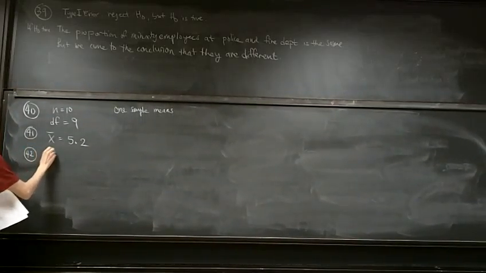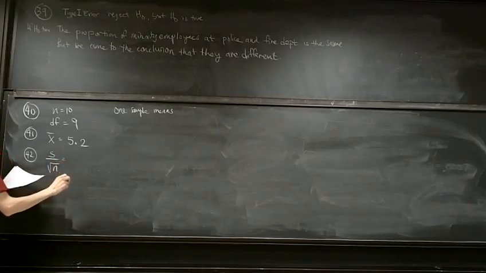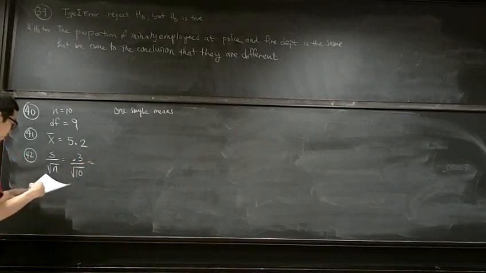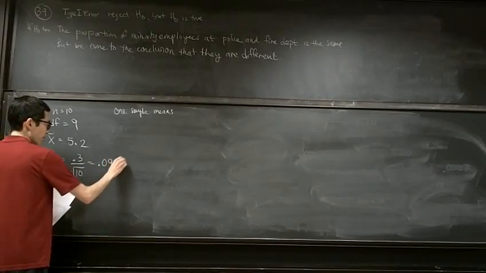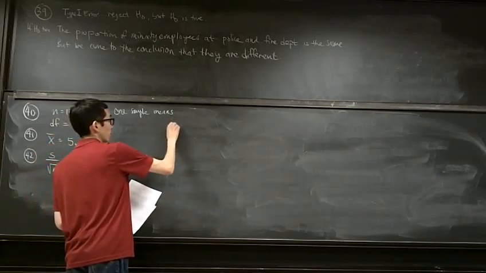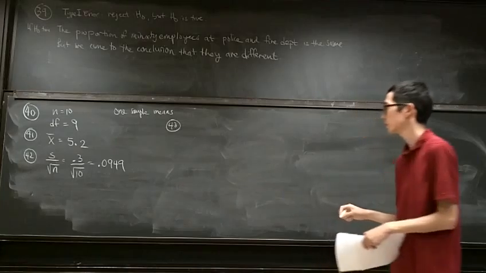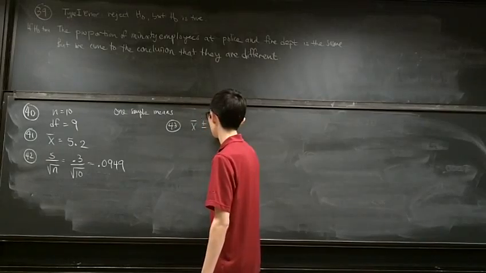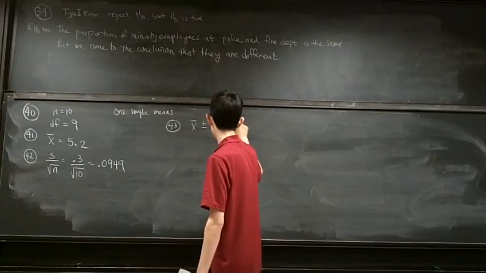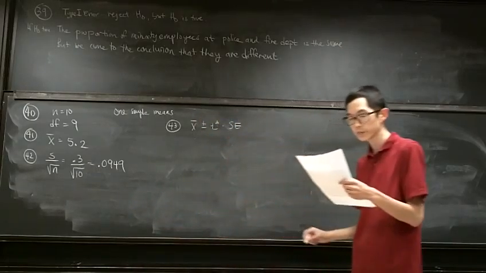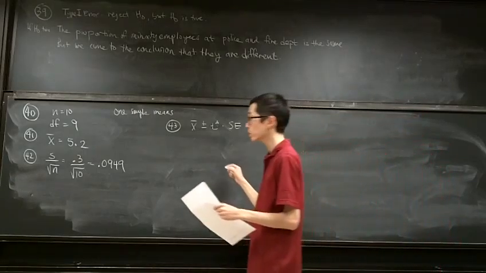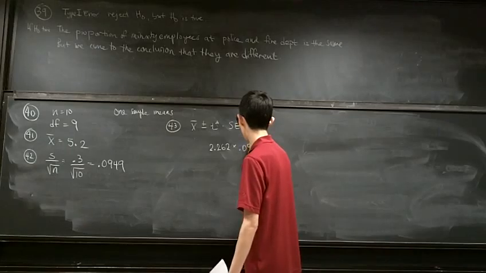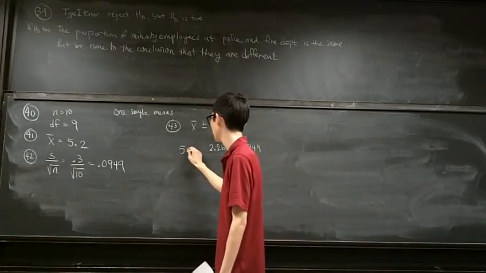Standard error is s over the square root of n, so that's 0.3 divided by the square root of 10, which is 0.0949. Now we put all of this together to make a confidence interval: x bar plus or minus t star times the standard error. With 9 degrees of freedom and a 95% confidence interval, my t star is 2.262. I multiply that by my standard error, 0.0949, and my x bar is 5.2.